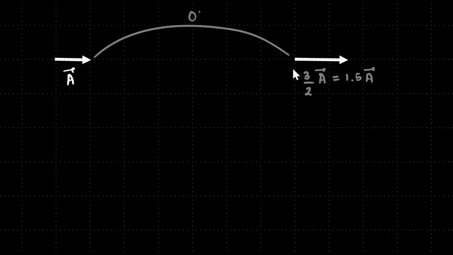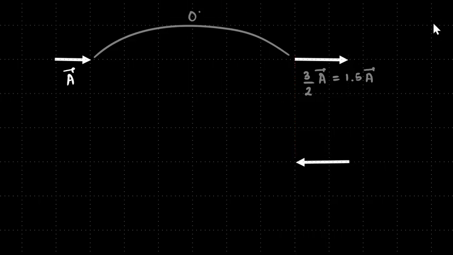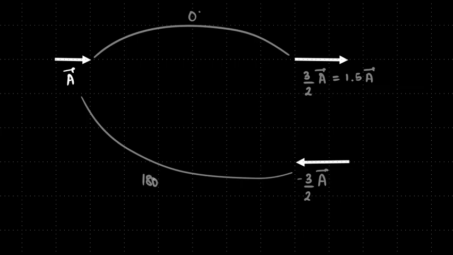But this is not the question. The question is different, and the question is minus 3 by 2. So what does the minus refer to? The minus just flips it around. So we have minus 3 by 2 vector A. Minus 3 by 2 will still lead to it having 1.5 times the length, but the minus will change its direction. So going from here to here, the angle between these two vectors will be 180 degrees. That's the simple reason.